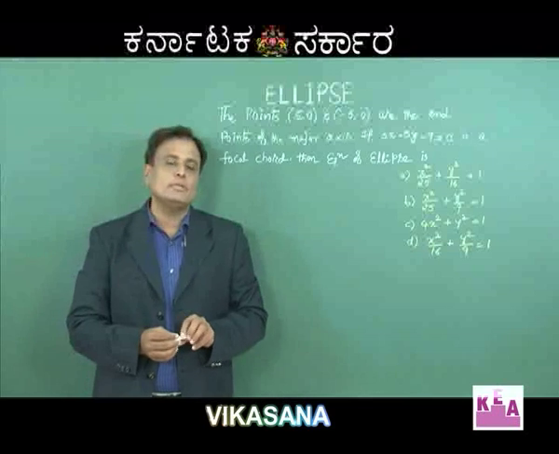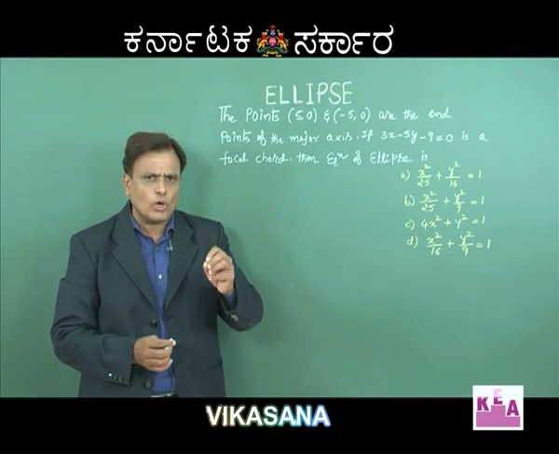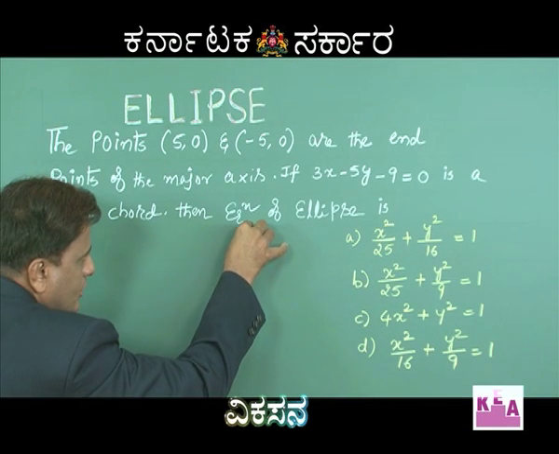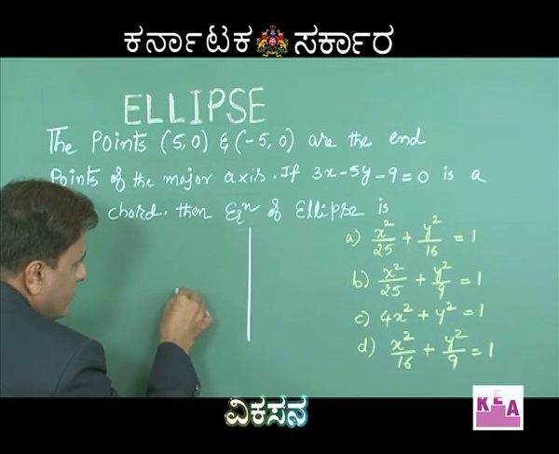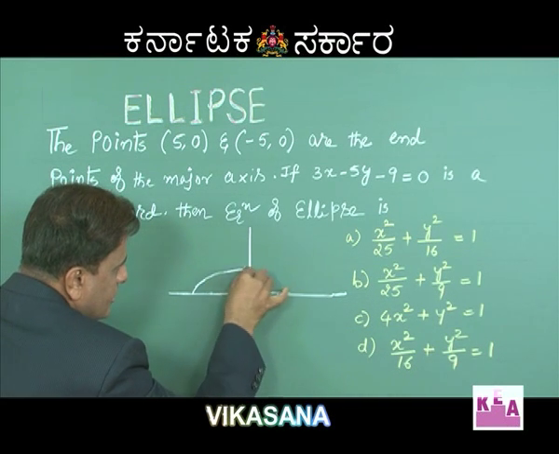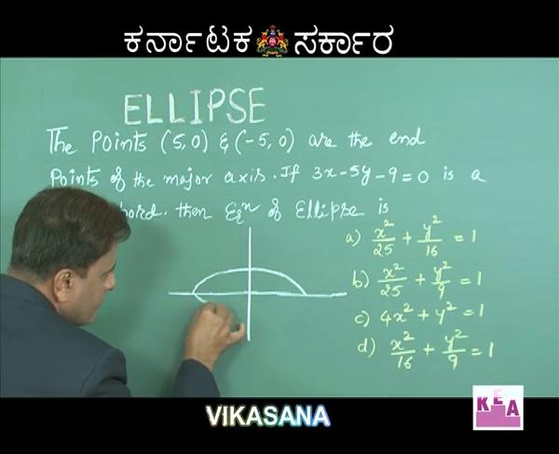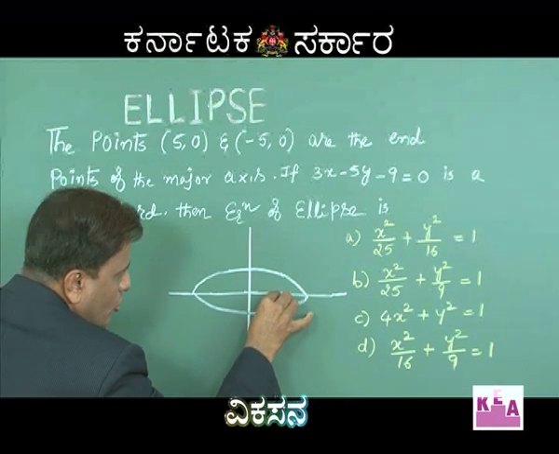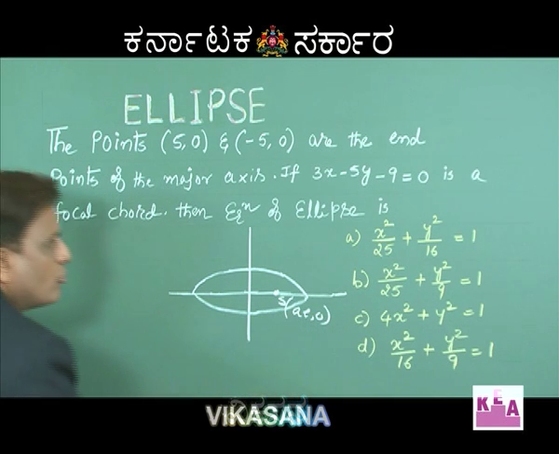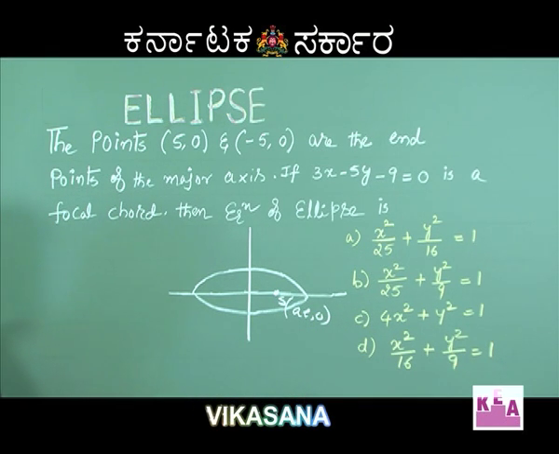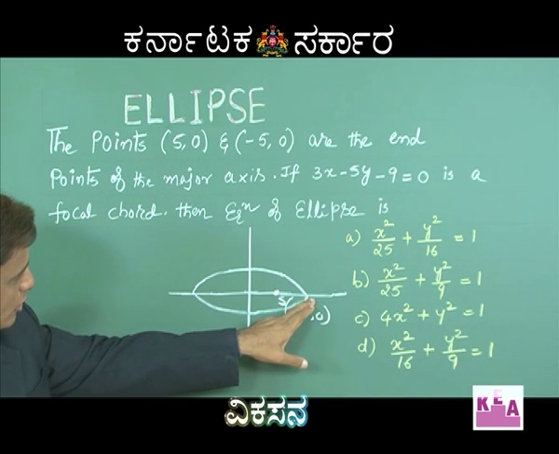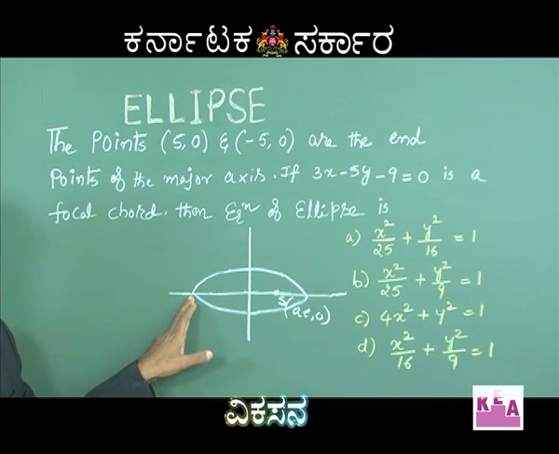Before solving this example, please draw a small, very rough figure. Of course, without the figure also we can solve this. So remember this is the ellipse. Here the focus, we know, is (ae, 0), and the ends of the major axis: this end is (5, 0), this end is (-5, 0).